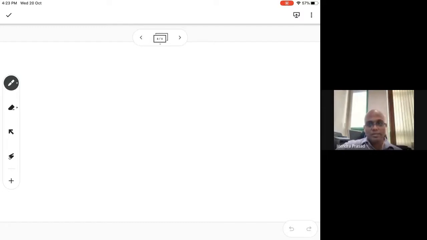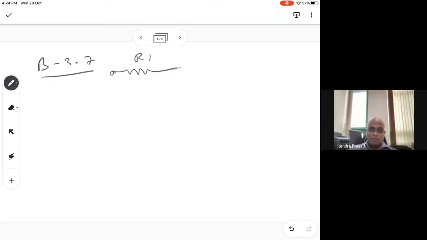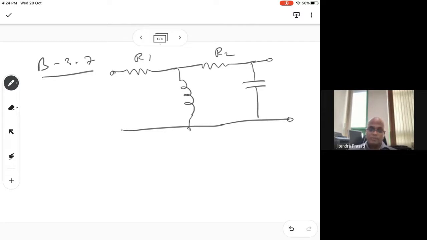Okay, now problem B-3-7. You have a circuit given with R1 and R2, then we have an inductor L here, and Ei, I2, C, and Eo.